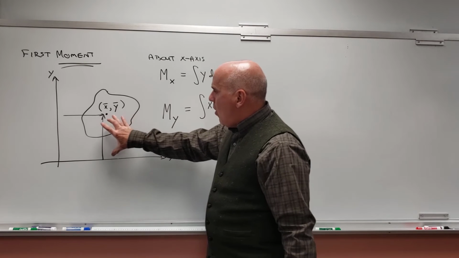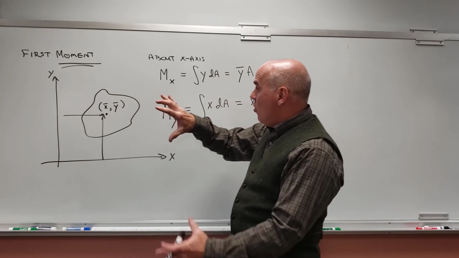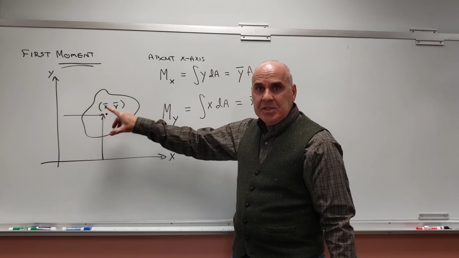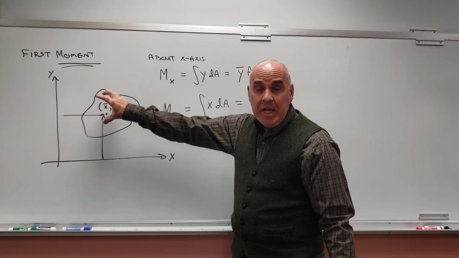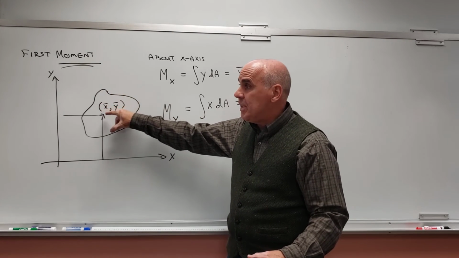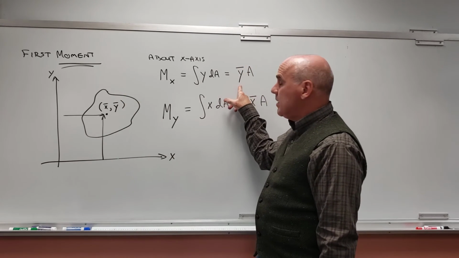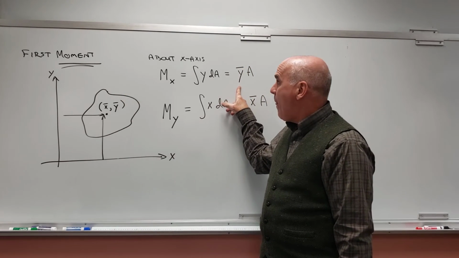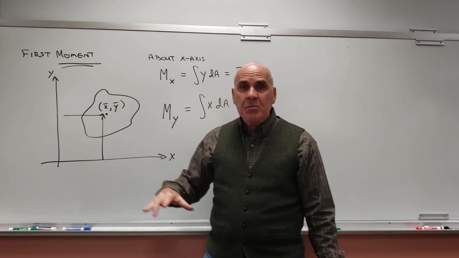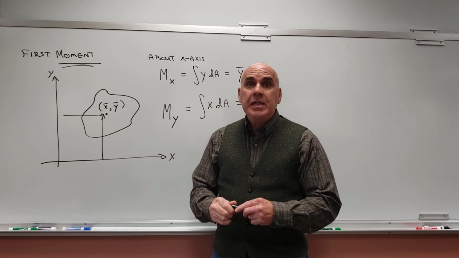Right? So I've taken y bar and multiplied it by the entire area, and all of that moment around the x-axis is concentrated at this point. If this was a mass, it would be all of the mass concentrated there, and that would be the moment about the x-axis, but it would depend on the y position of the centroid. Okay, so that's the first moment. There will be a second moment. We'll talk about that later in the course, but we'll get there.